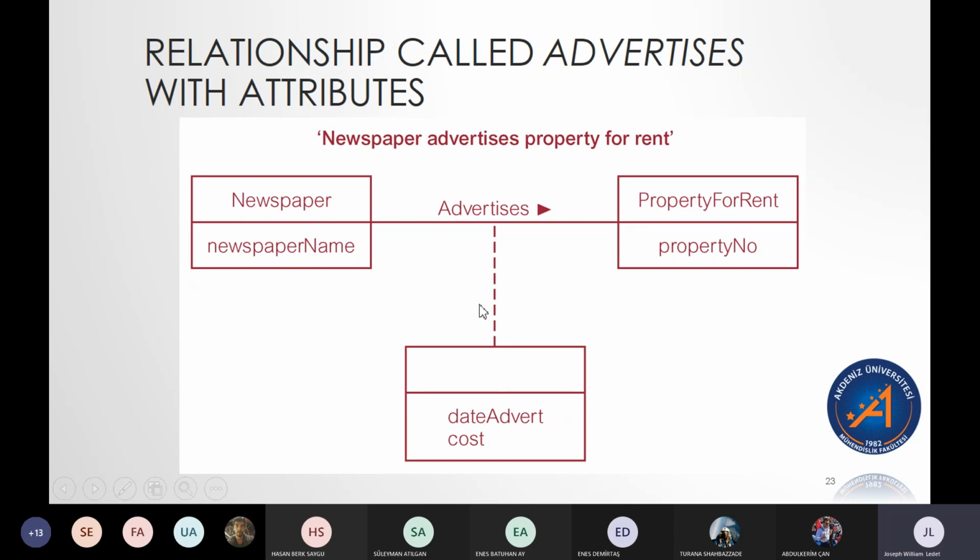But the idea is this date of advert and cost, it doesn't make sense to go into the newspaper entity because this may change. It may be the same newspaper on a different date, cost a different amount. All right, and we don't want to keep that here because then we'll have all these multiple. Okay, newspaper.